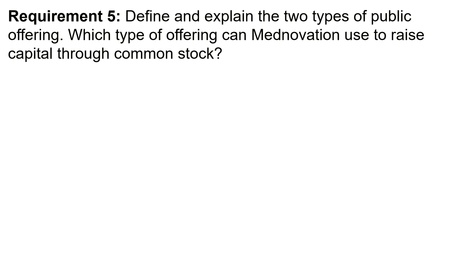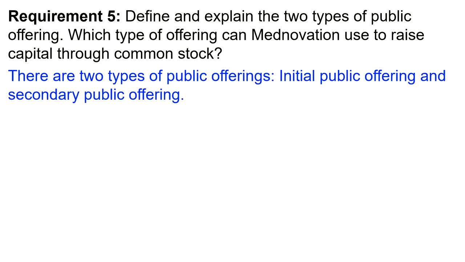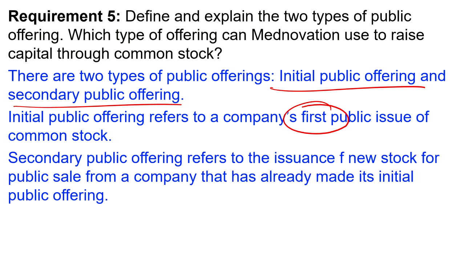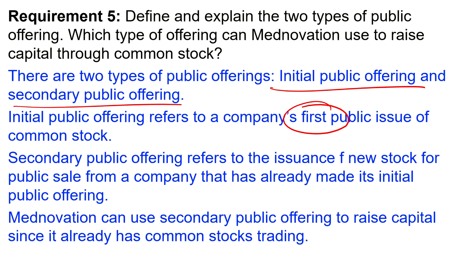We move to the fifth requirement. Define and explain the two types of public offering. Which type of offering can Mednovation use to raise capital through common stock? Well, there are two types of public offerings, the initial public offering and a secondary public offering. The initial public offering refers to a company's first public issue of common stock. Secondary public offering refers to the issuance of new stock for public sale from a company that has already made its initial public offering. Mednovation can use a secondary public offering to raise capital since it already has common stock trading.